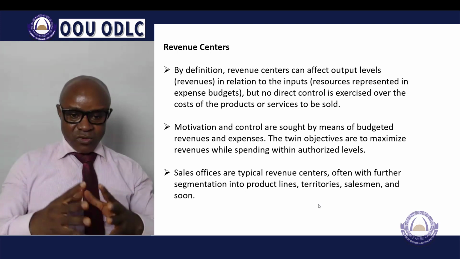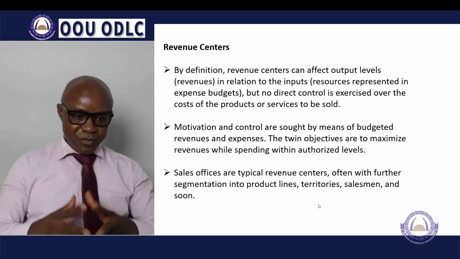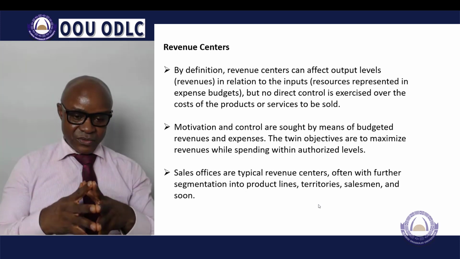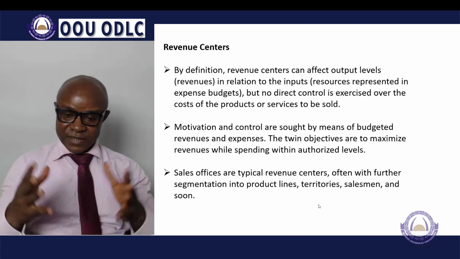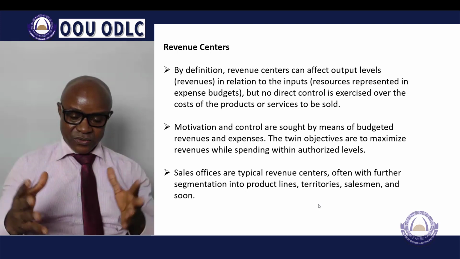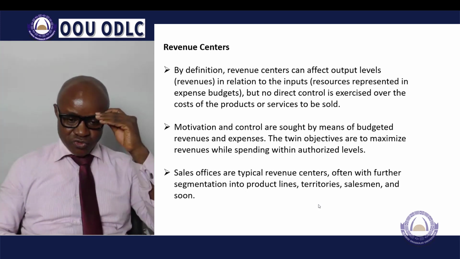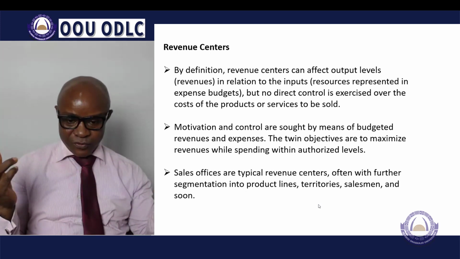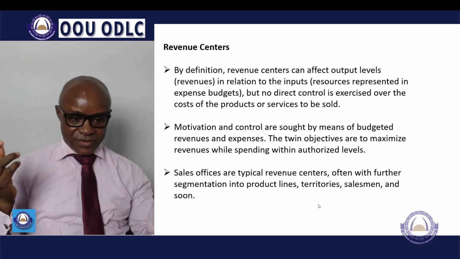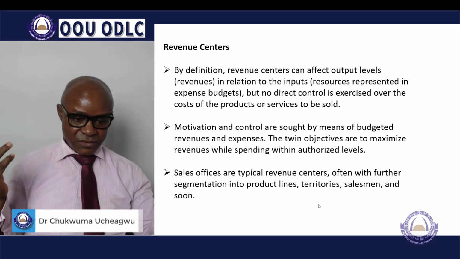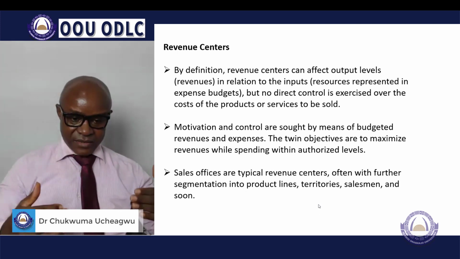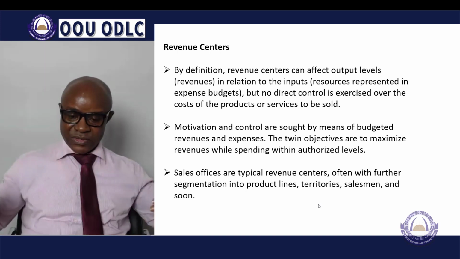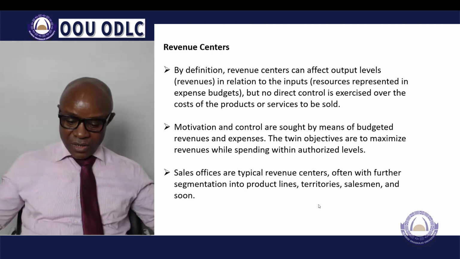Motivation and control is usually sought by means of budgeted revenues and expenses. So the twin objectives are to maximize revenues while spending within authorized limits. Why? Because they do not have control over the input cost. Sales offices are a typical example of revenue centers. Often, most of them are segmented along product lines or territories, or along sales people.